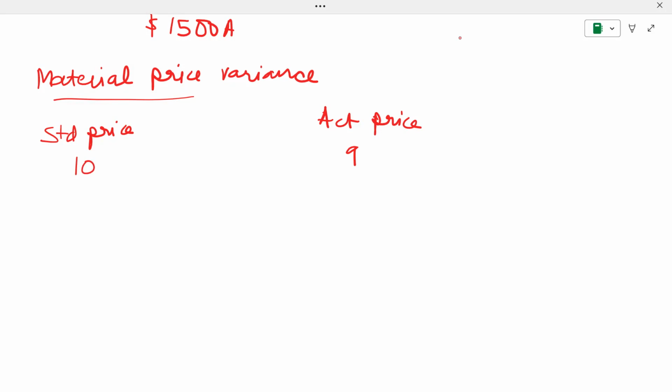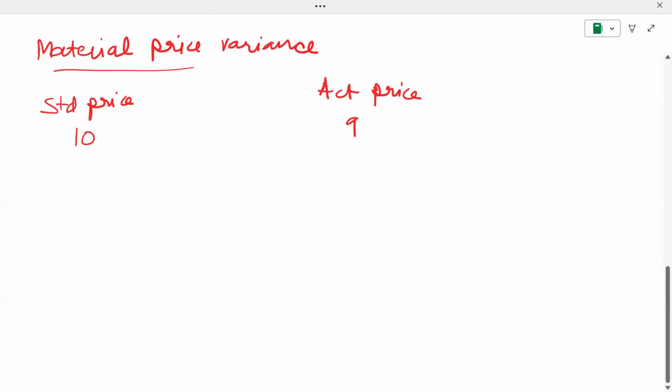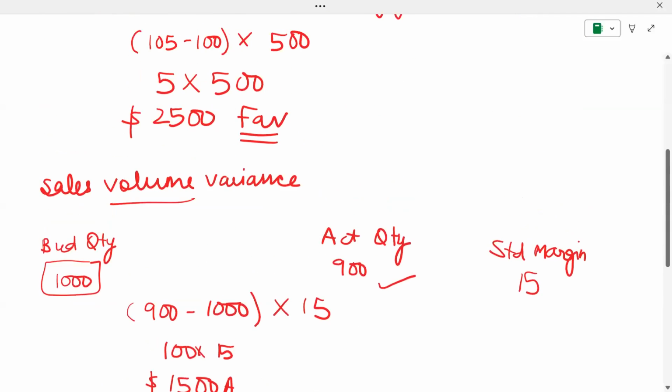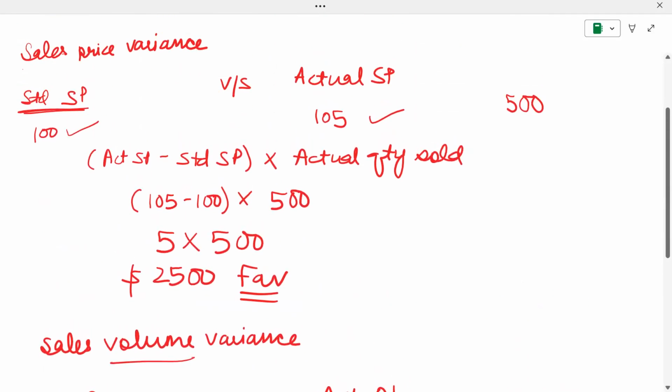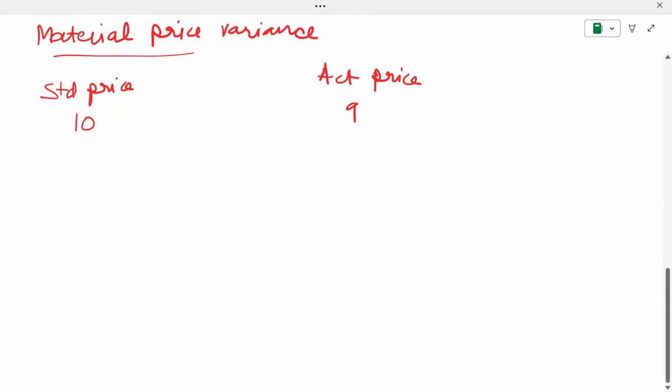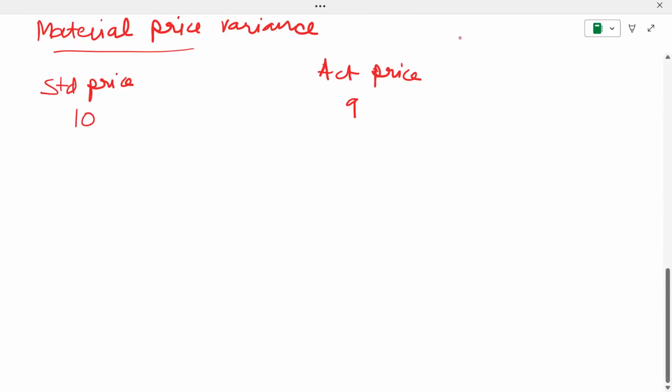So we had thought that the material would be $10 per unit, and actually we have been able to negotiate and we got it at 9 per unit. So again, like we did it with the sales price, we are going to multiply this with the actual quantity of raw material that we have purchased. So let's suppose the actual quantity that we have purchased is 100 units.